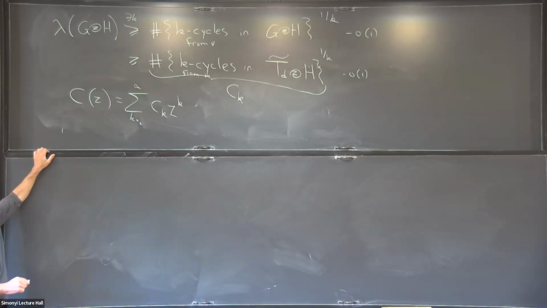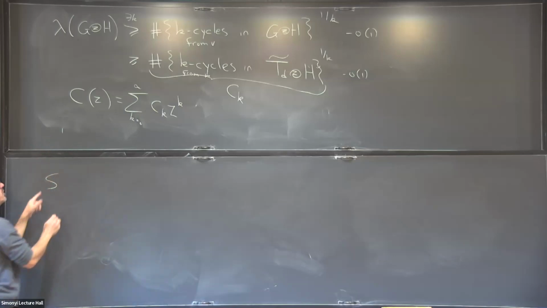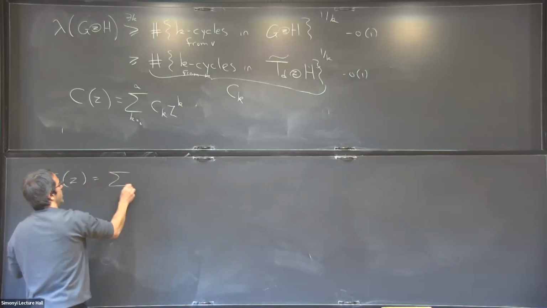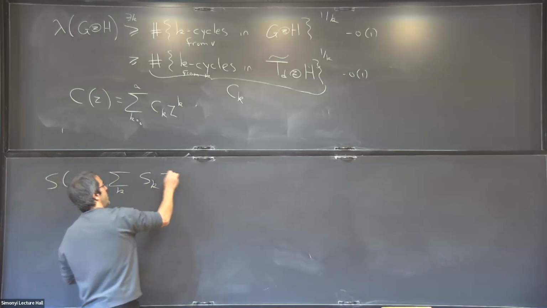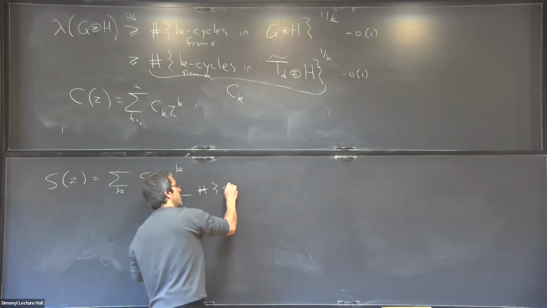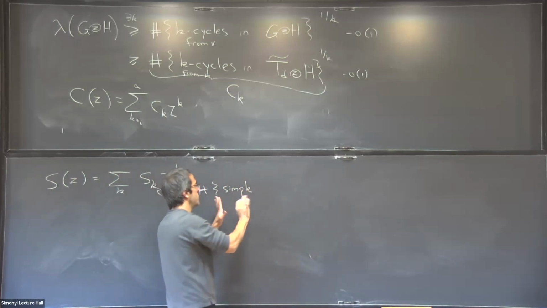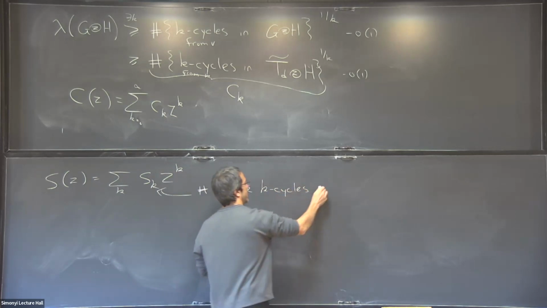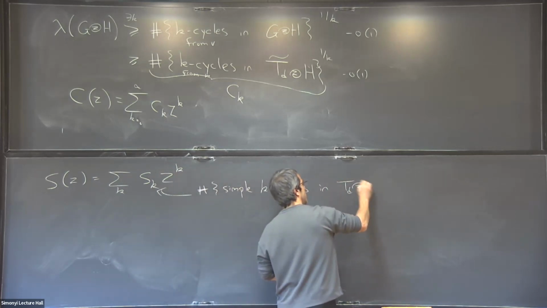And it will be interesting to contrast that. So we want to figure out what S is, but it will be easier to count simple cycles. Namely, cycles that start at the root and visit it twice, at the beginning and at the end. Okay, so S of Z is going to be the generating function where S_k counts the number of simple cycles, visiting the root twice, in the graph that we care about.